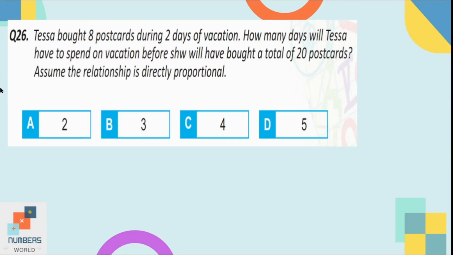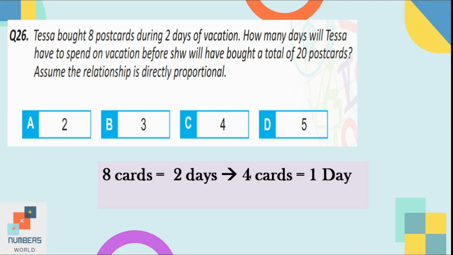How many days will Tessa have to spend on vacation before she will have bought a total of 20 postcards? Assume the relationship is directly proportional. It is given in the question that she bought 8 postcards in 2 days. In other words, we can say that she bought 4 postcards in 1 day.